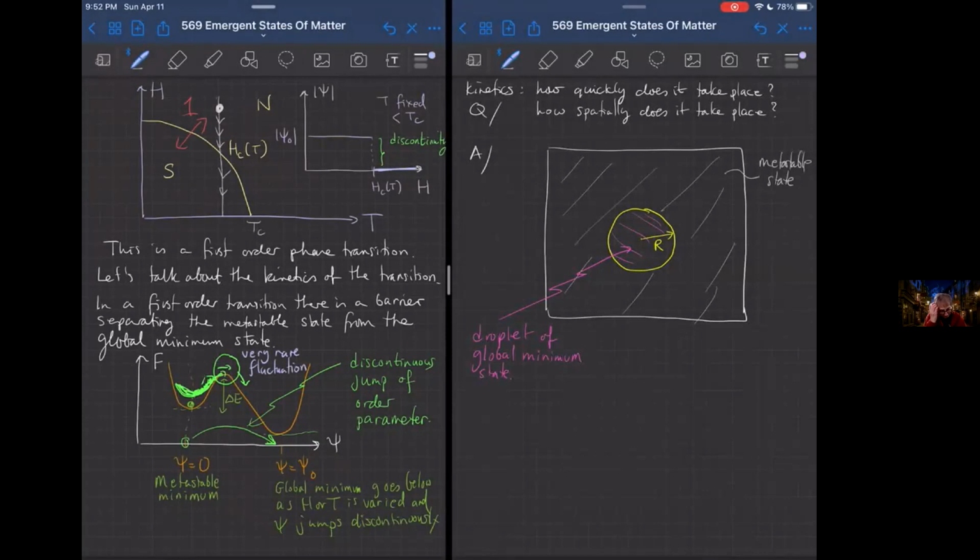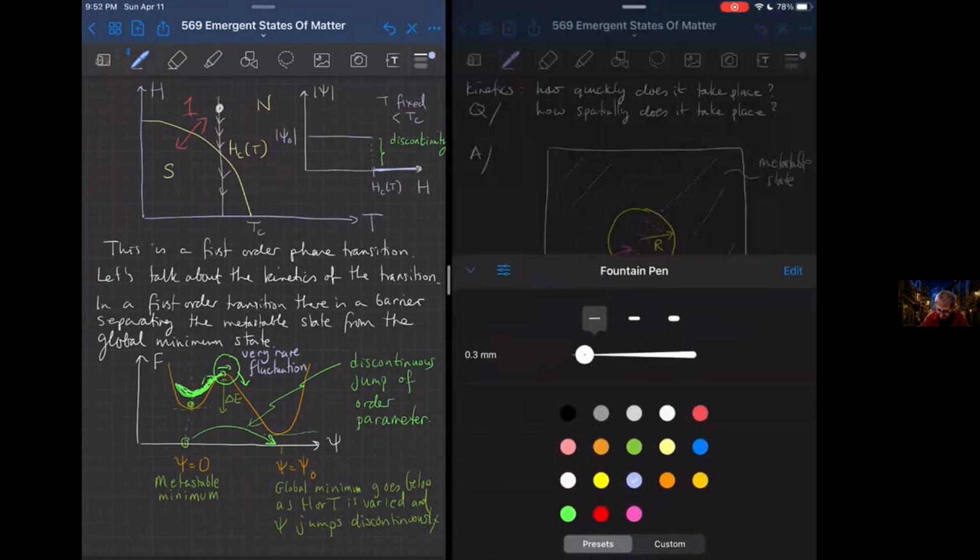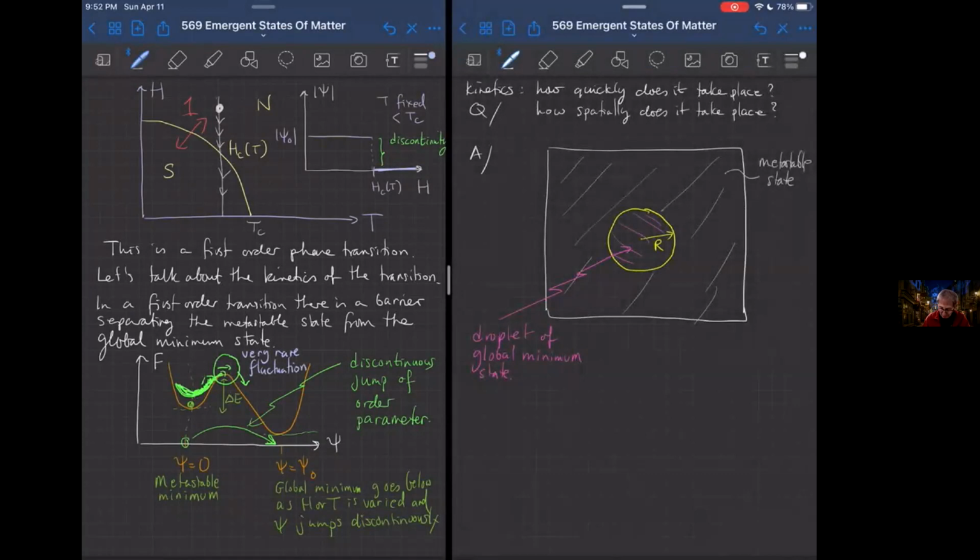So let's see how difficult that has to be. This is a droplet of the global minimum state in our present situation. In the present example, what that means is a droplet of superconductivity in the metastable state, which is the normal state. So let's ask ourselves what the free energy cost of this droplet is. So the free energy of this droplet is going to be the following.